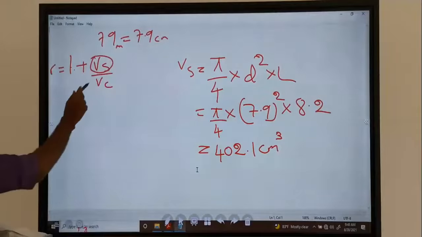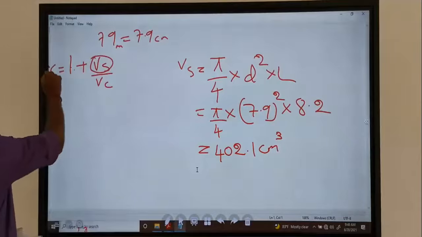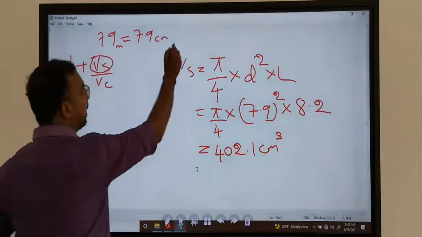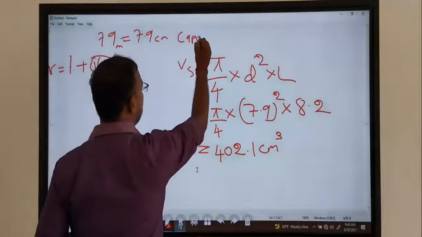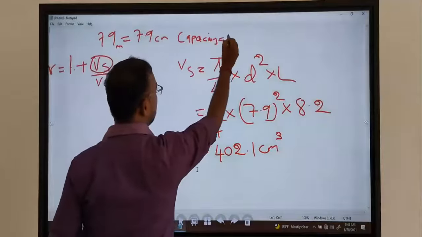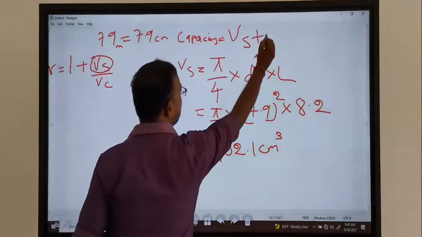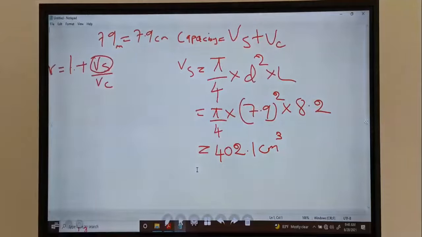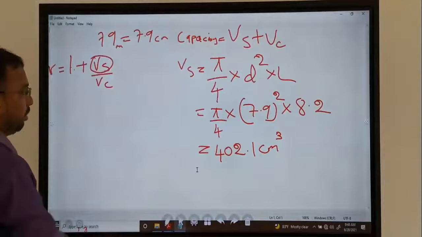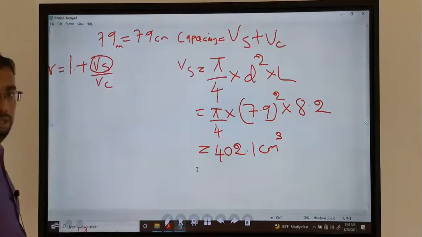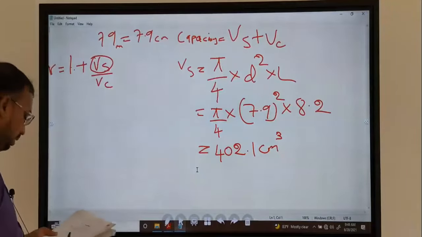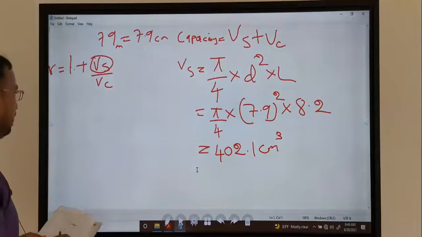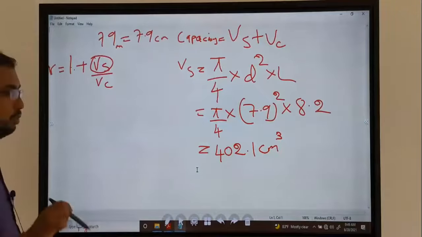So here we have to find the Vc, because the capacity, the engine capacity, means Vs plus Vc, clearance volume plus stroke volume. So the stroke volume we have found. So now we have to find the clearance volume.